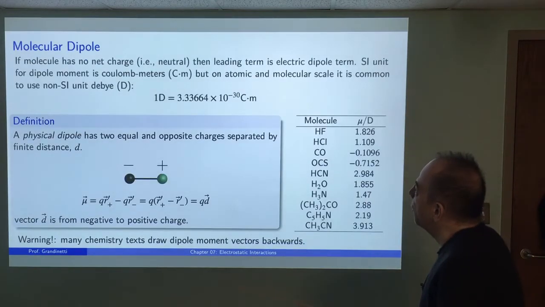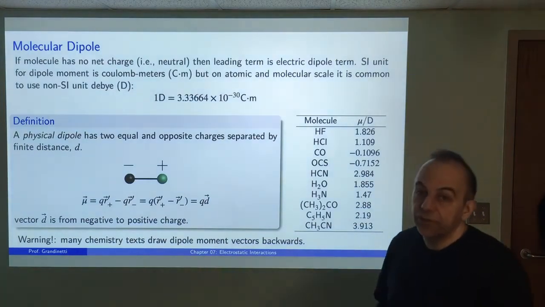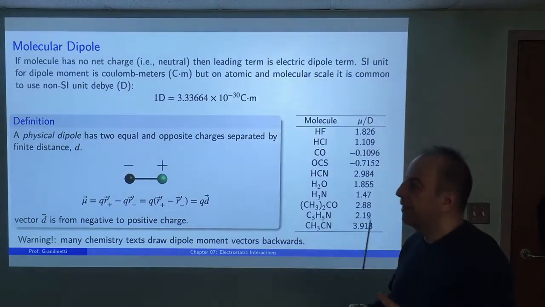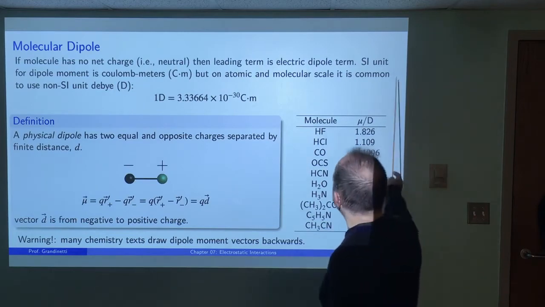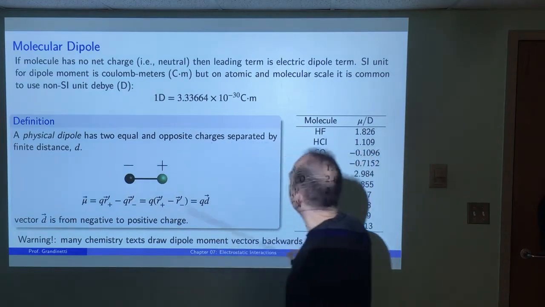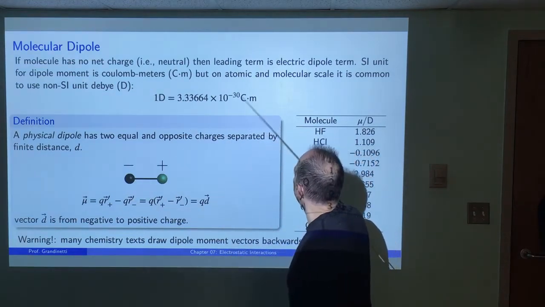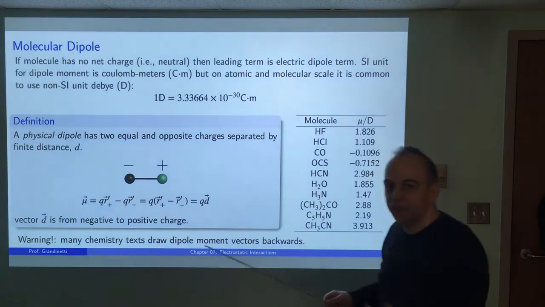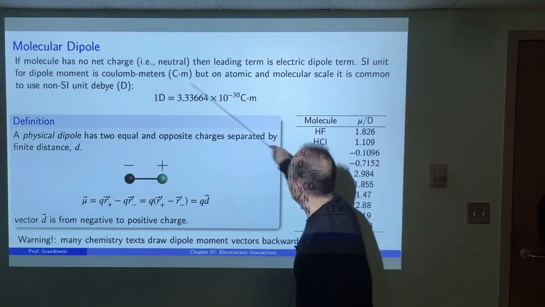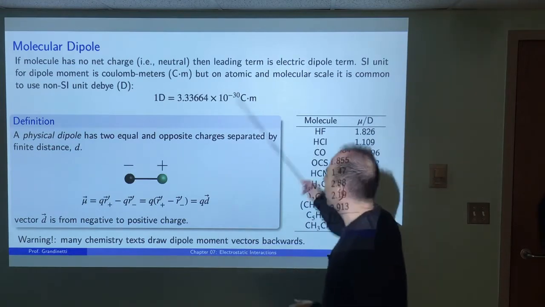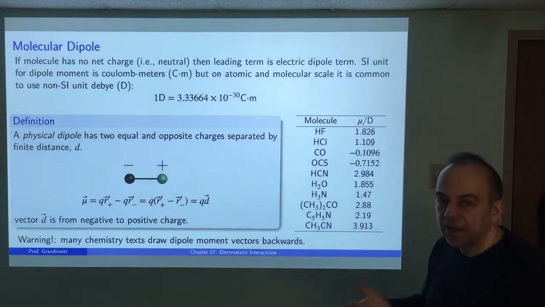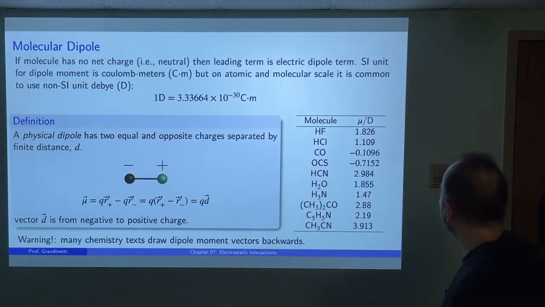Now the dipole is something that we're going to be talking a lot about. If a molecule has no charge, so if it's a neutral molecule, then the leading term is going to be its dipole moment. The SI unit for a dipole moment is the Coulomb meter, but that tends to be a number on the order of 10 to the minus 30 for most molecules. So we're going to define this quantity here, which is called the Debye unit. That will be more convenient for talking about dipole moments on the atomic and molecular scale.